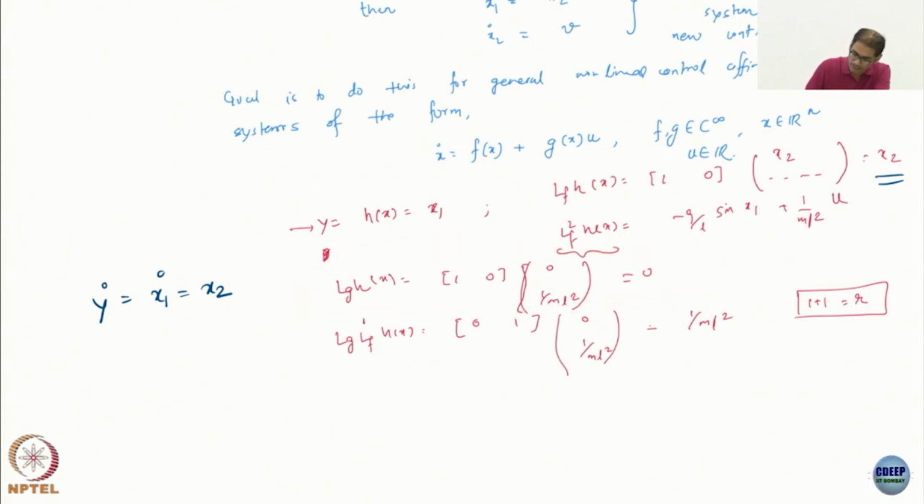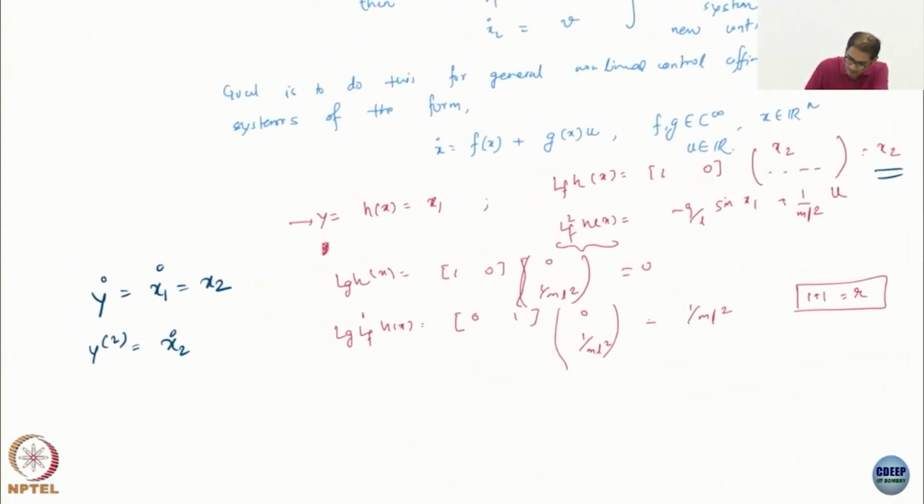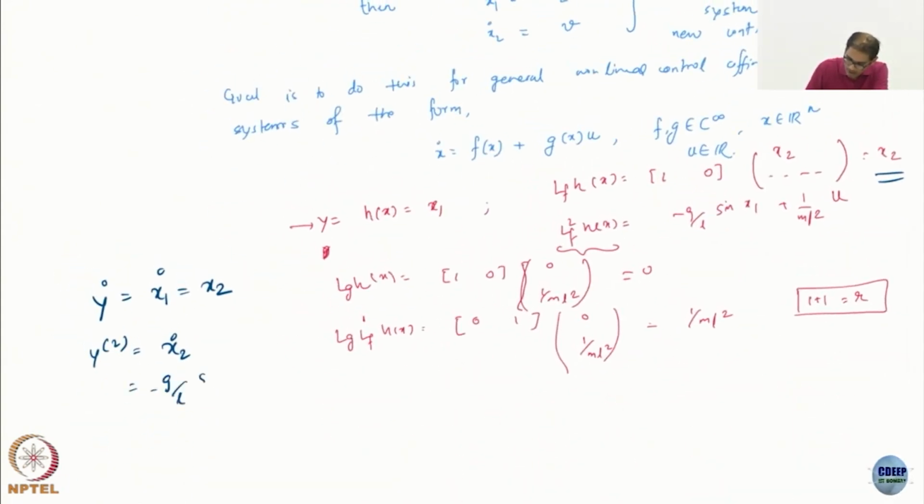Now let's take the next derivative, y double dot, the second derivative. That is equal to x2 dot, and that is this guy, minus g over L sin x1 plus 1 over ml squared u. So the control is appearing in the second derivative of the output. Relative degree is 2. The same thing will show up in the Lie derivative also.